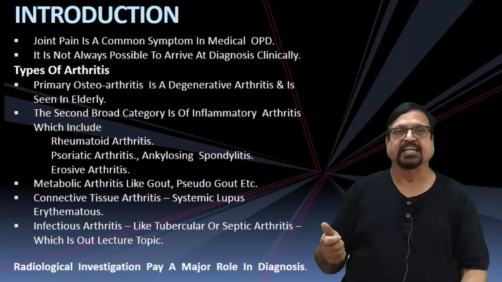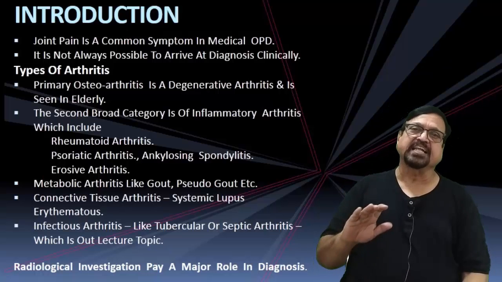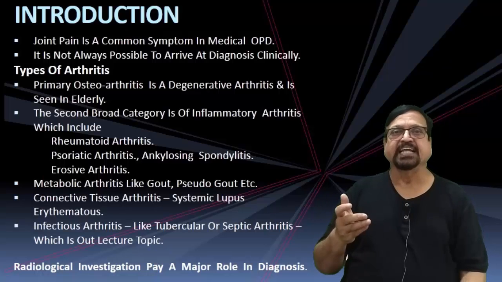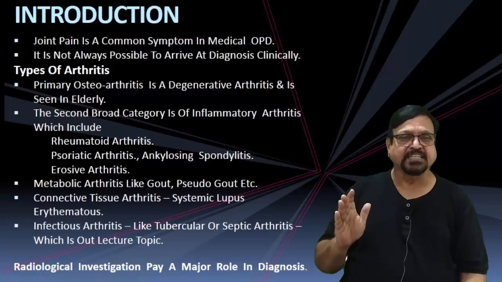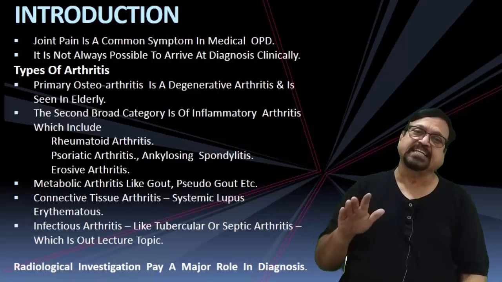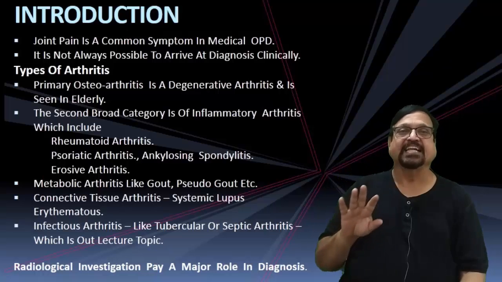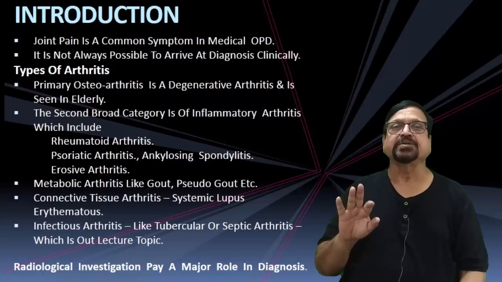in this lecture. Now there are also certain metabolic diseases which can cause a picture like arthritis. They are gout, pseudo-gout, etc. Now there are certain connective tissue disorders like systemic lupus erythematosus that can also manifest as joint diseases. Now infectious arthritis like tuberculosis or septic arthritis, which is our today's lecture topic.